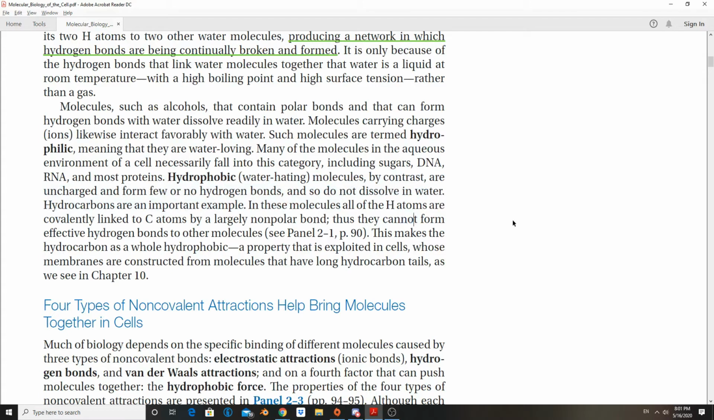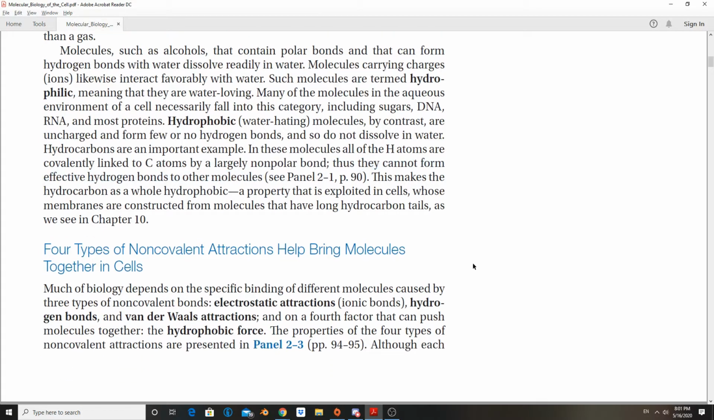Hydrophobic molecules, like fats, are not charged, and so they can't form hydrogen bonds and do not dissolve in water. Hydrocarbons, such as fatty acids, are an important example because they are linked to carbon atoms by a largely nonpolar bond. Remember, carbon and hydrogen have a very similar electronegativity. Thus, they cannot form effective hydrogen bonds to other molecules. This makes hydrocarbons as a whole hydrophobic, a property that is exploited in cells. And we'll see this with cell membranes.